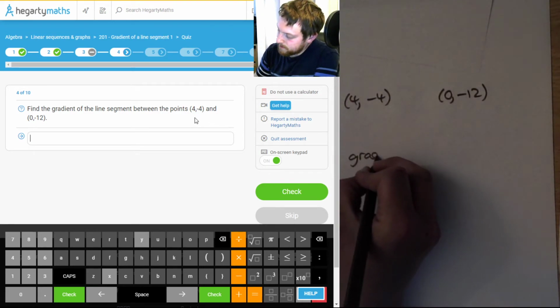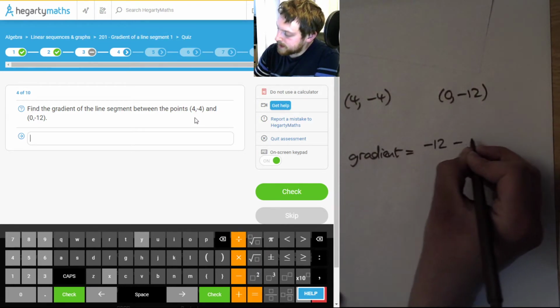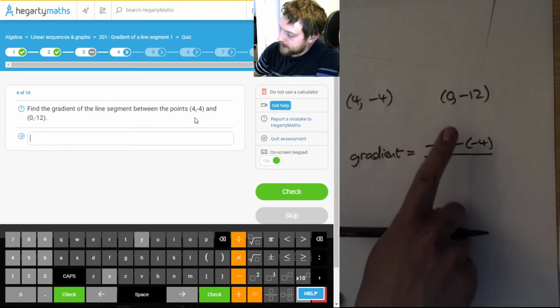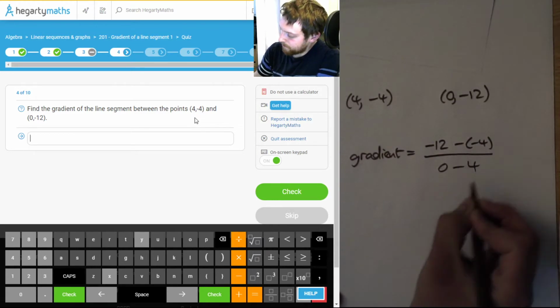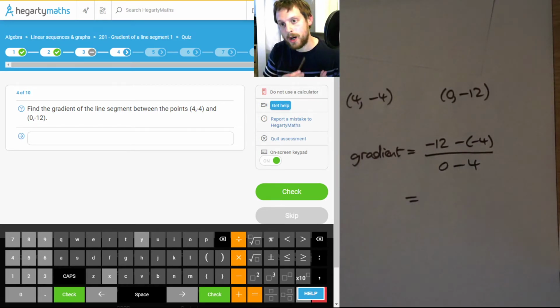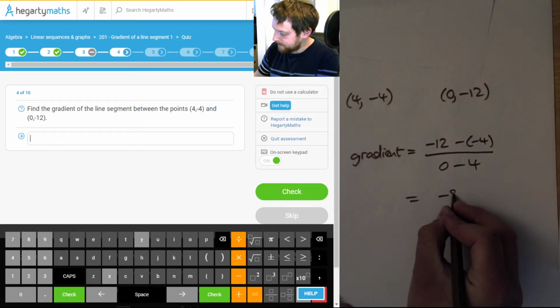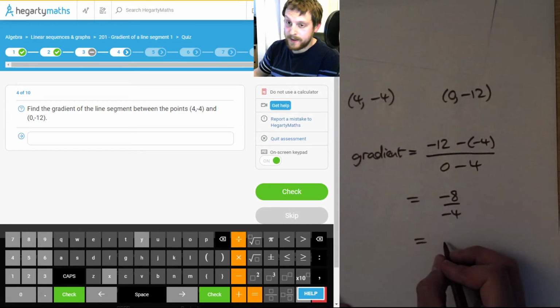So the gradient is going to be the difference in the y numbers. So I'm going to have minus 12 take away minus 4. And it's going to be divided by the difference in the x numbers. So 0 take away 4. So this is where it's negative number arithmetic, right? You have to be super careful. When you take away a negative, you're getting more positive, right? You're feeling happier. You go up the number line. So negative 12 take away negative 4, I go up the number line to negative 8. And 0 take away 4 is negative 4. And then a negative divided by a negative is a positive.